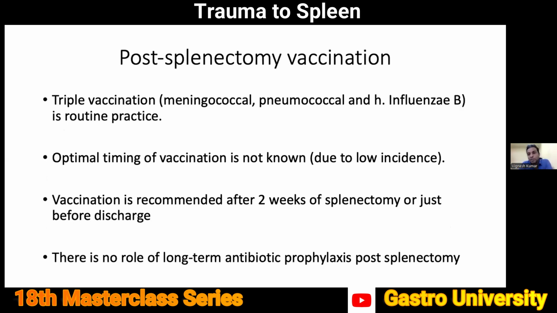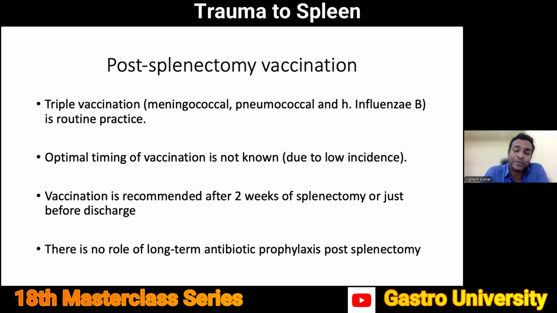Just touching upon post-splenectomy vaccination. The most common organisms are capsulated organisms: Streptococcus pneumoniae, meningococcus and Haemophilus influenzae. So vaccination against all of these organisms is recommended. They are usually given after 2 weeks of surgery or just before discharge, because most of these patients in an Indian setting, in a low socioeconomic setting, may not come back for follow-up. So it may be worthwhile to give them the vaccine before we send them out.